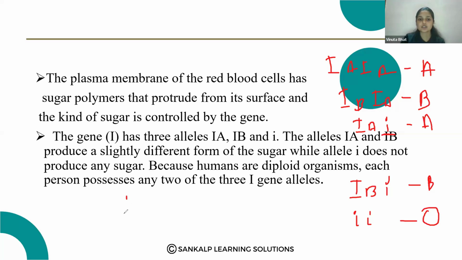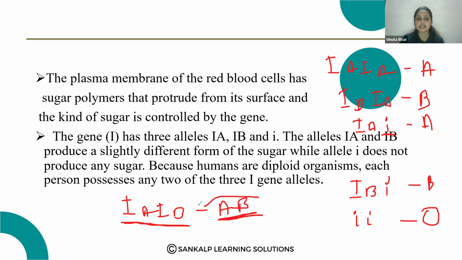So the special case: IAIB is there, then the blood group is AB. Here IA is not dominant over IB, or IB is not dominant over IA. So here both the alleles are expressed. So the blood group type is AB blood group type. This AB blood group is an example for codominance, an exception to the law of dominance.